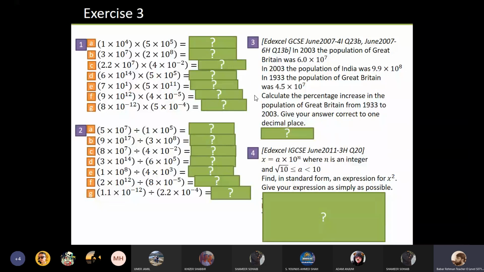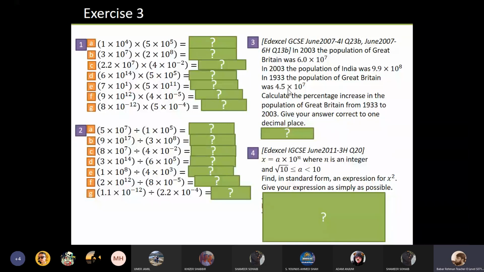Over there you can also see in the question, the population of Great Britain. For example, if I want to find the percentage of increase in the population of Britain, give your answer correct to the decimal place. Okay, first in 2003, the population of Britain was 6.0. Okay, India, leave India first. Now we can also see in 1993 the population was increased. Do you know the formula how to find out the percentage when the number is increased?